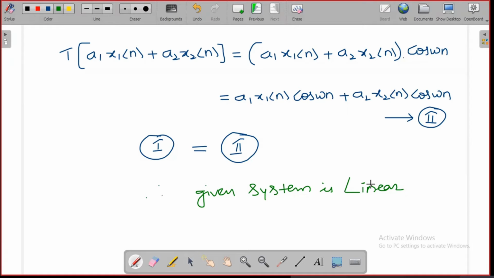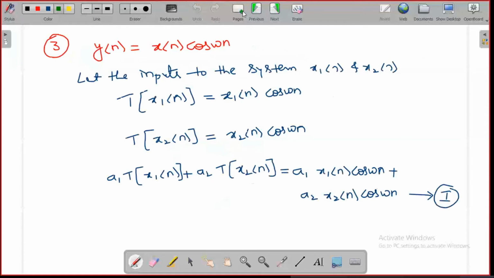Now we'll take one more problem on linearity. I think this is enough for you to understand linearity, how to check the linearity of a system. The last problem on linearity. Now is it clear how to find the linearity of a system? Yes, sir. Take the last problem on linearity.